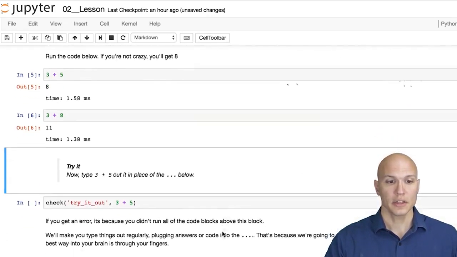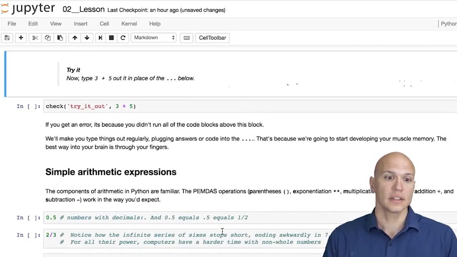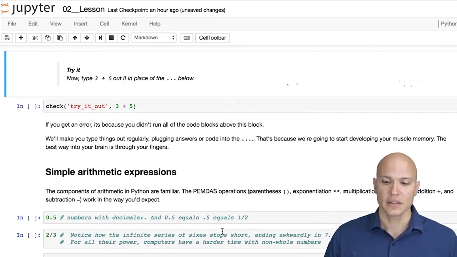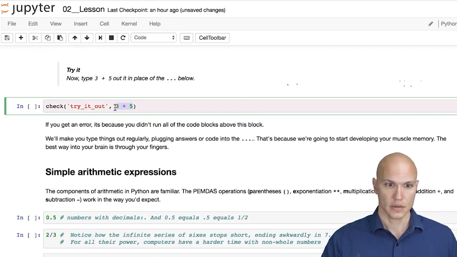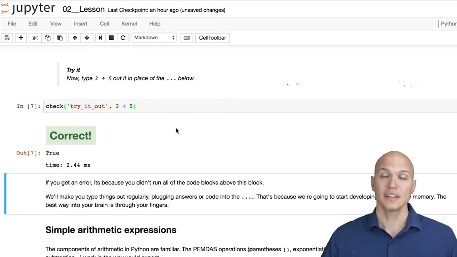We're going to encounter here our first check block, or our first try it block. I wrote these to give you constant feedback as you're learning, so that you know you understand, so that you're following along, so that you're interacting with the notebooks and engaging with them actively. So what I'm asking you to do in this one is type out 3 plus 5. You're going to get correct, and that means that everything you wanted to happen, happened.